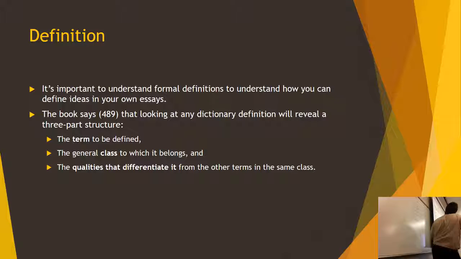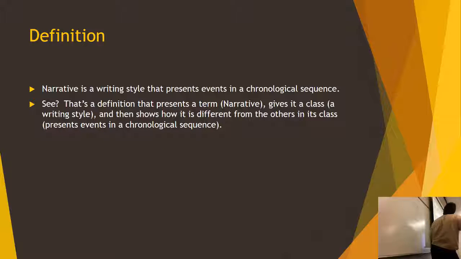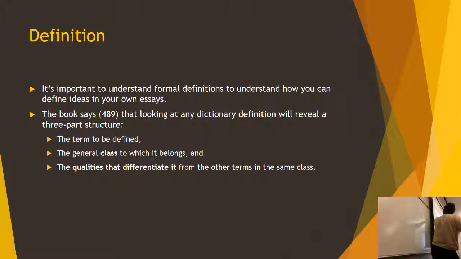Now, defining something. All definitions, according to the book, will tend to reveal this three-part structure. You'll have a term that needs to be defined, some general class to which it belongs, and then the qualities that differentiate it from the other terms in the same class. So for example, and this is all in the book, let's say I have narrative as a writing style that presents events in a chronological sequence. The term that's being defined is narrative. Then I ask, what class does it belong to? Well, narrative is a writing style.